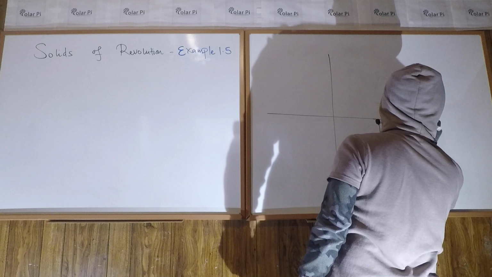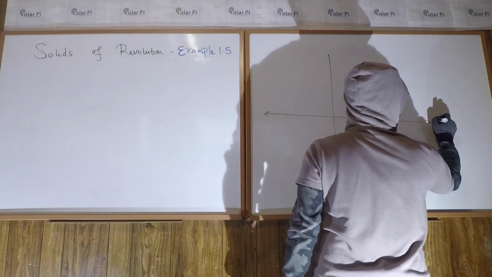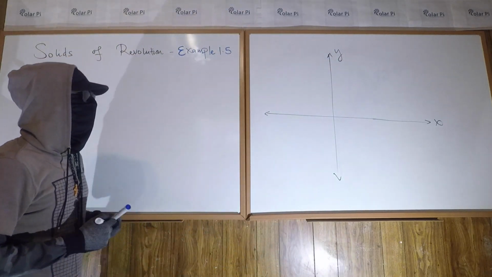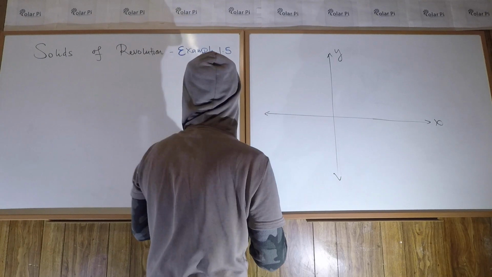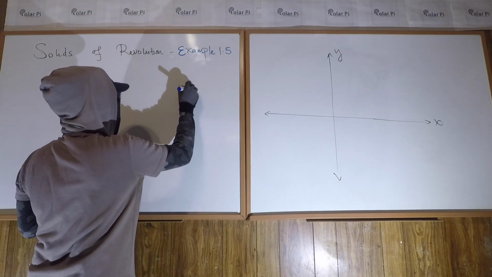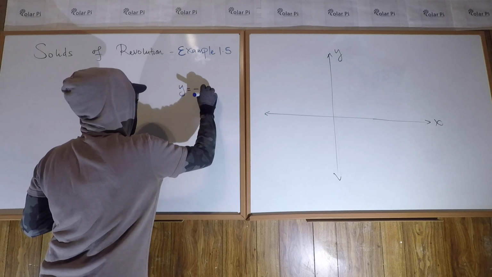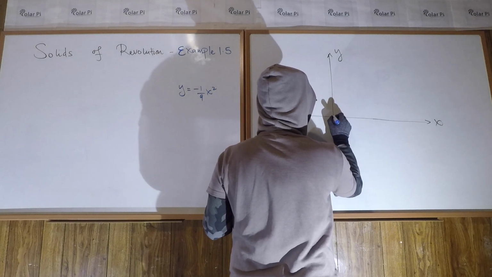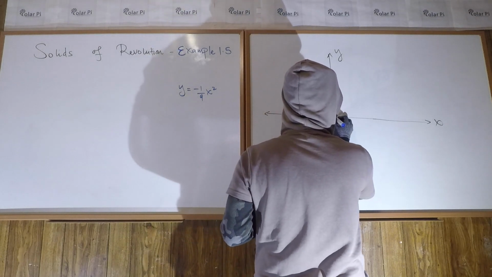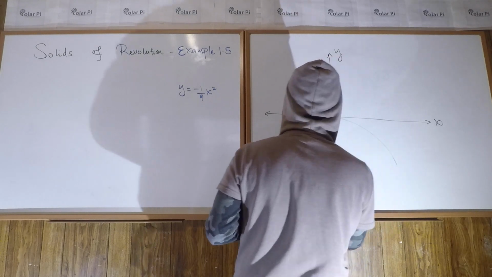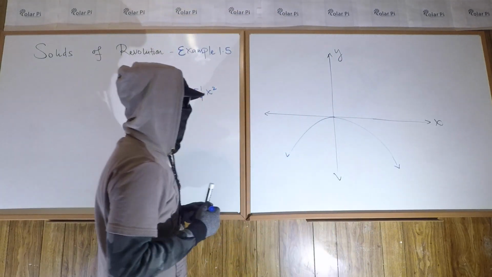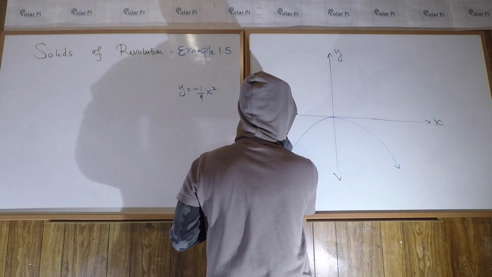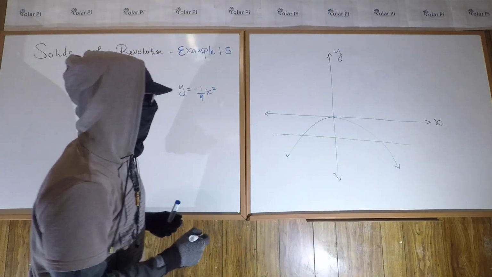Okay, so x here, and then y here. So this is it. We're going to take y equals negative 1/9 x squared. That's a parabola that starts at 0, 0 and faces down like this. It's kind of wide because of the 1/9, and it's facing down because of the minus sign in front of the 1/9. And we're going to revolve this about the line y equals negative 1. So y equals -1 would be right here.